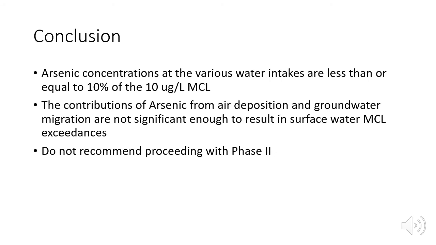In conclusion, arsenic concentrations at the various water intakes are less than or equal to 10% of the 10 microgram per liter MCL. The contributions of arsenic from air deposition and groundwater migration don't appear to be significant enough to result in a surface water MCL exceedance or to even bridge the gap and get close to the MCL. For these reasons, I don't recommend proceeding with phase 2.